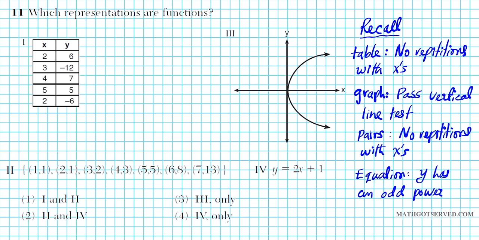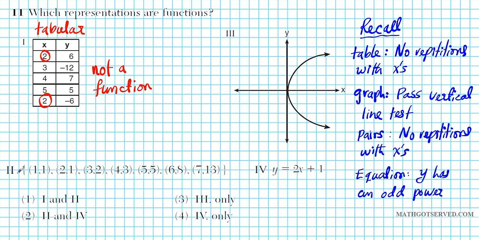All right, so let's go ahead and apply these facts to these four cases. Case number 1, this is a tabular representation. Let's look at the x's and see if there are any repetitions. You have a 2 here, and you also have a 2 here. Well, there are repetitions in the x's, so what does that mean? This is not a function because you're assigning one input to two distinct outputs, namely 6 and -6.